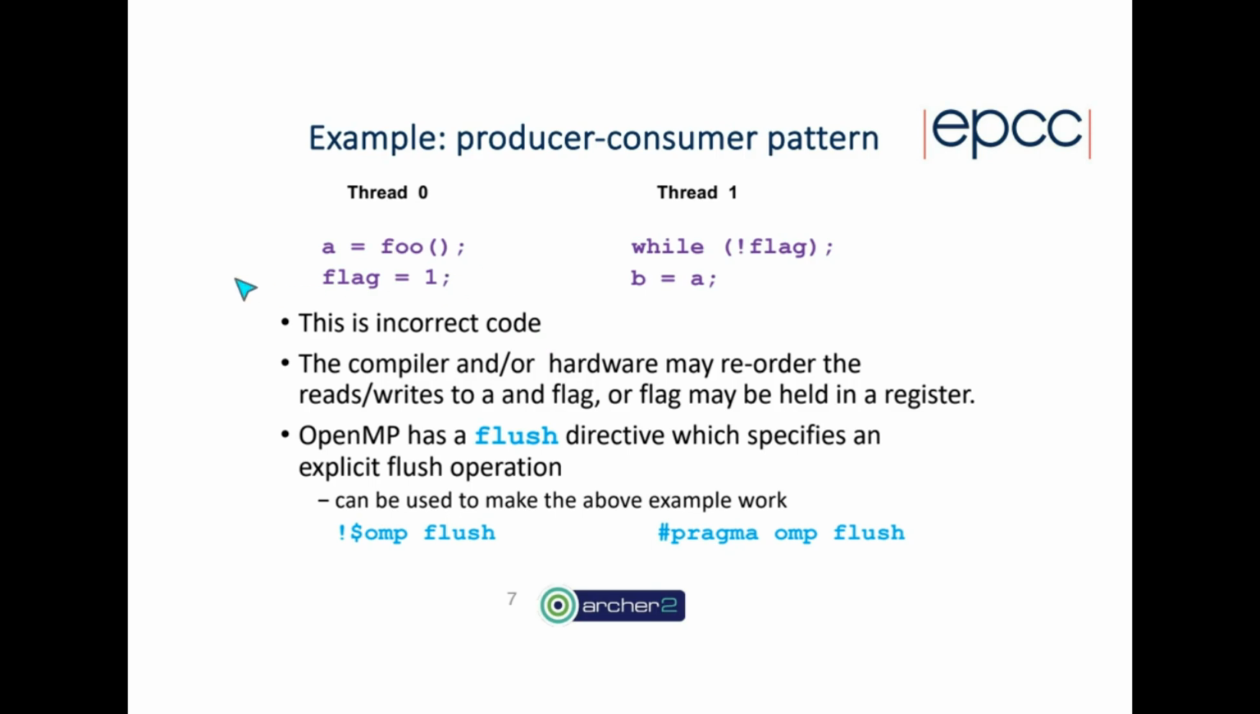Here's an example of the kind of thing you might be tempted to implement, because OpenMP doesn't really have good support for point-to-point or pairwise thread synchronization. You might be tempted to write something like this. Thread 0 is going to compute some value and store it in a variable A, and then set a shared flag to indicate that the computation of A has been done. In the meantime, thread 1 spins, doing nothing until the flag has been set, and then reads the value of A. This is supposed to guarantee that when thread 1 reads A, the write of A on thread 0 has already happened.